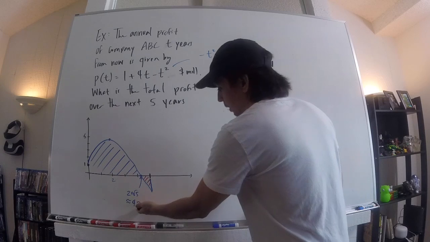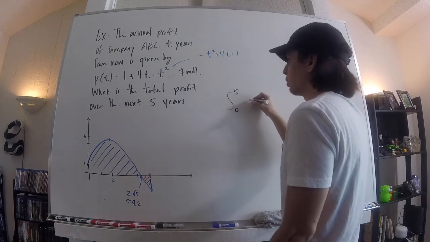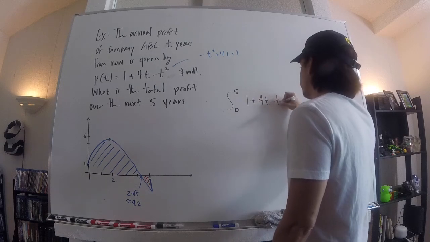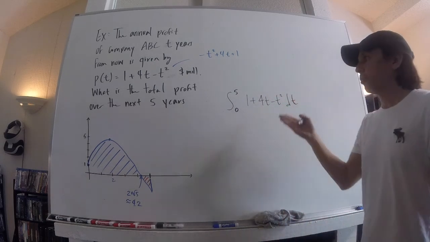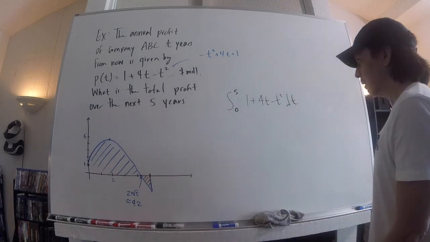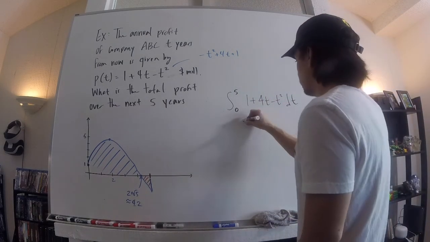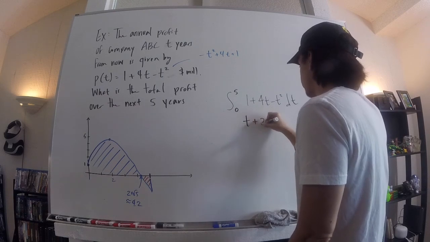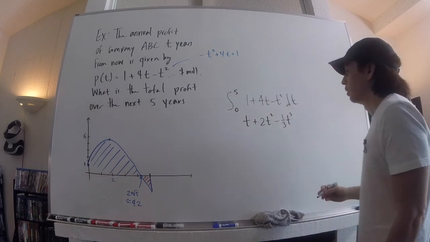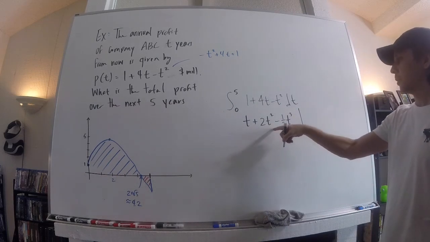I didn't even need that 4.2, to be honest with you. I was just showing you, just to remind you. All I'm going to do is take my profit function, integrate from 0 to 5. That'll get me the total area, treating that loss of money as negative area, which is perfect because that's what I want. All right, I'm just going to do this one more time, but very quickly because I'm flying through antiderivatives. All right, I'm going to check though.